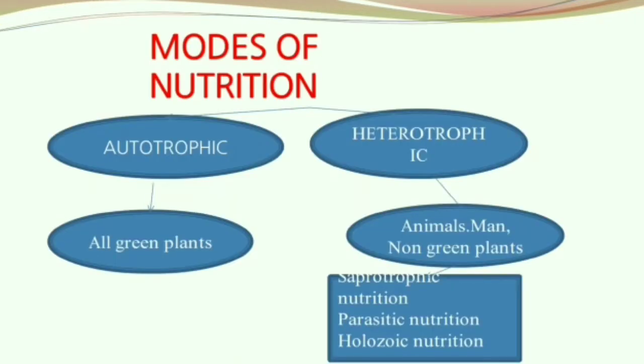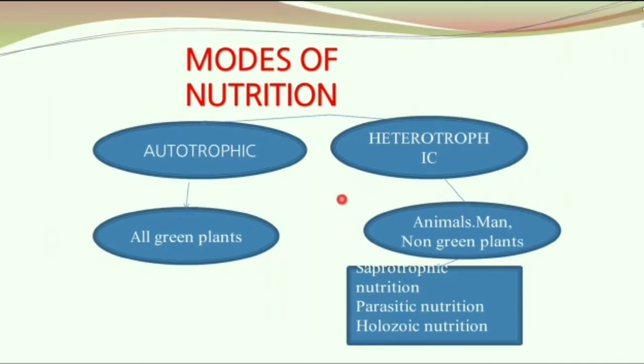So, what are the modes of nutrition? Nutrition can be autotrophic or heterotrophic. Autotrophic nutrition involves all green plants. Heterotrophic nutrition involves animals, man and non-green plants. This nutrition is further divided into saprotrophic nutrition, parasitic nutrition and holozoic nutrition. As I have already told, we'll be discussing heterotrophic nutrition in our next video. We'll be focusing on autotrophic nutrition in today's video.